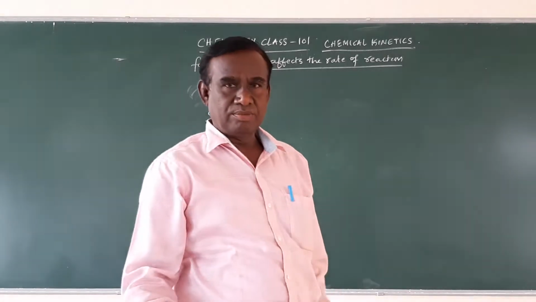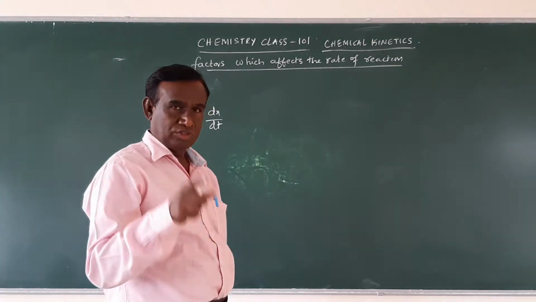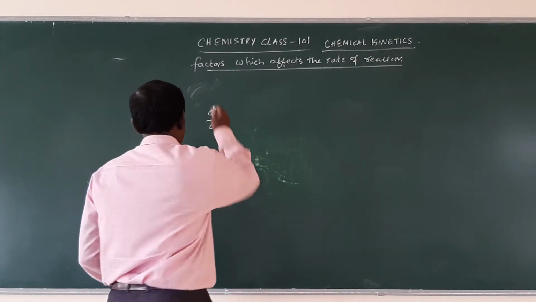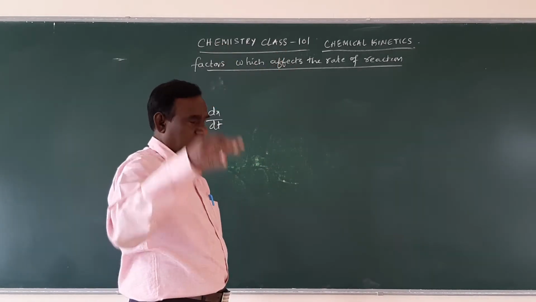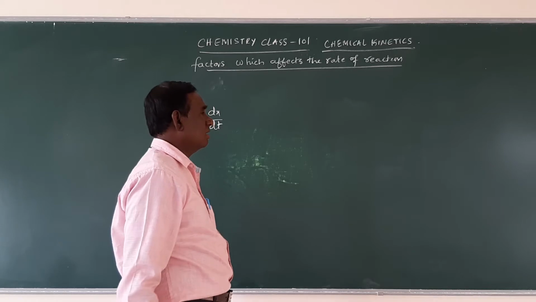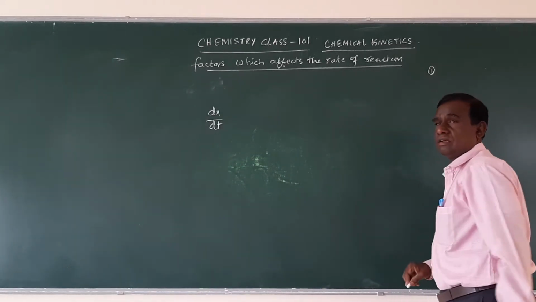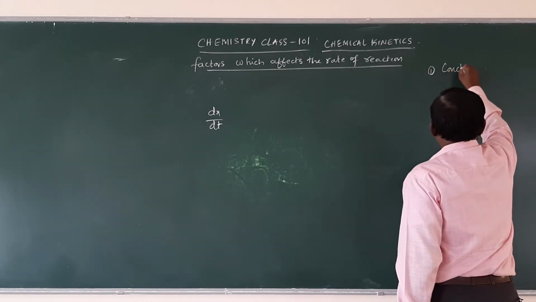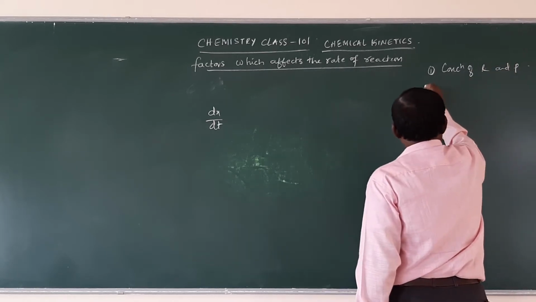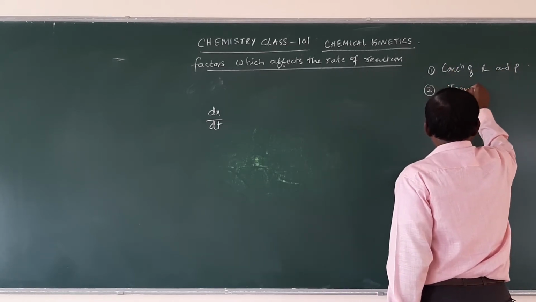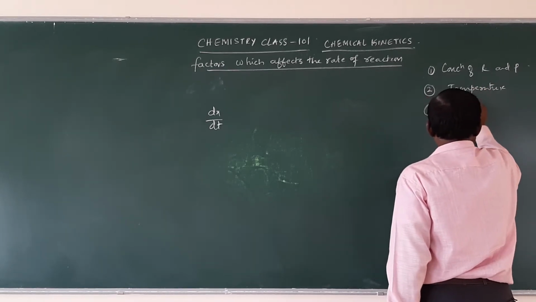The rate of a chemical reaction is the change in the molar concentration of one of the reactants or products with respect to time. So generally, which are the factors which affect the rate of a chemical reaction? We can take many factors. Number one is concentration of reactant and product. Number two, temperature. Number three, catalyst.